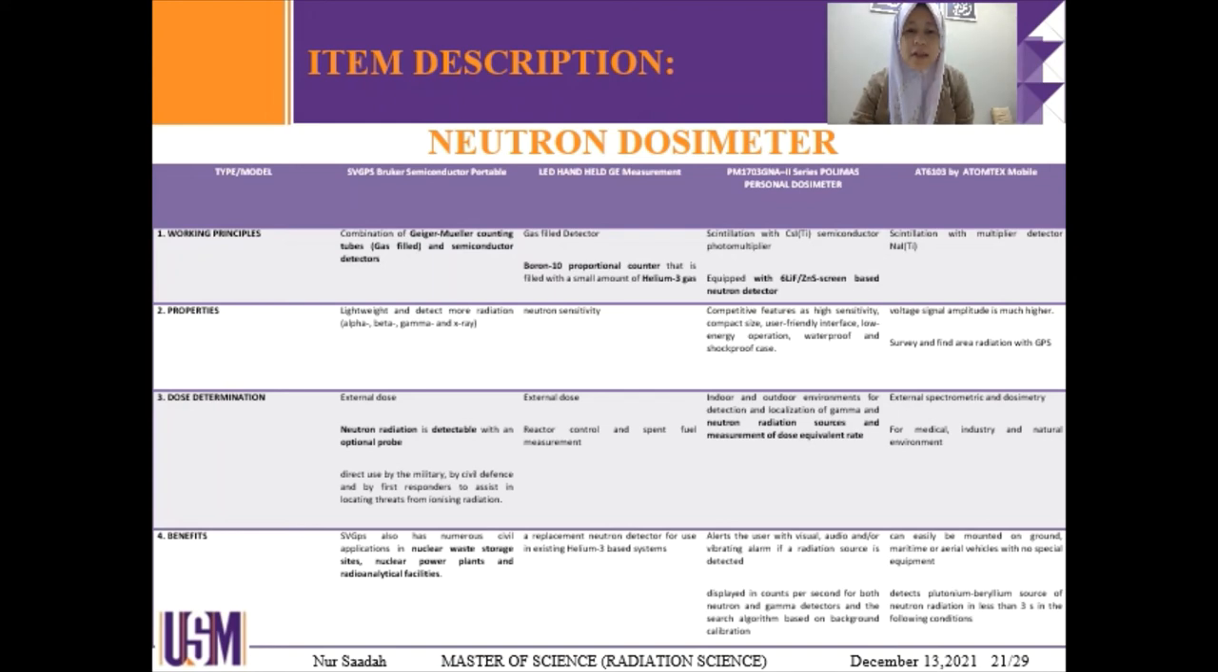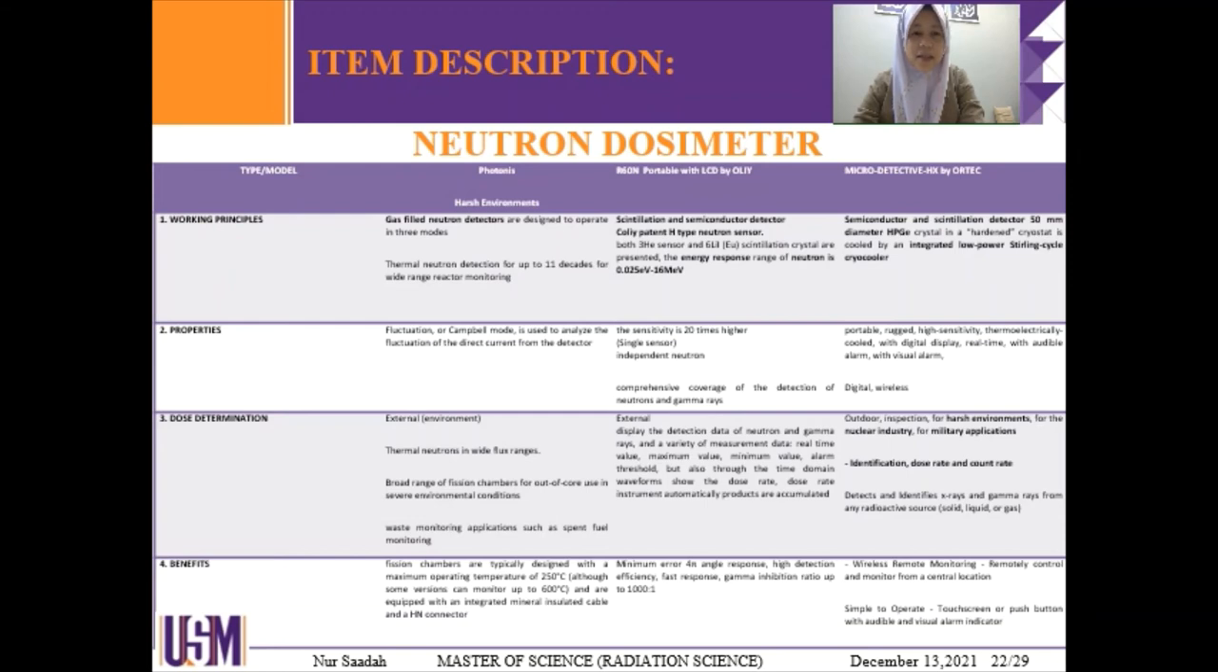AtomTech mobile detector. The principle is a scintillation with multiple detectors, sodium iodide, also thallium. The properties are a voltage signal amplitude in pulse height, survey and find radiation with GPS. Also has a GPS inside the detector. For the dose determination, external spectrometry and dosimetry for the medical industry and natural environment. The benefit is it can easily be mounted on ground, maritime or aerial vehicles with no special equipment. Detects a plutonium-beryllium source of neutron radiation in less than 3 seconds under the following conditions, also faster detection of the radiation.